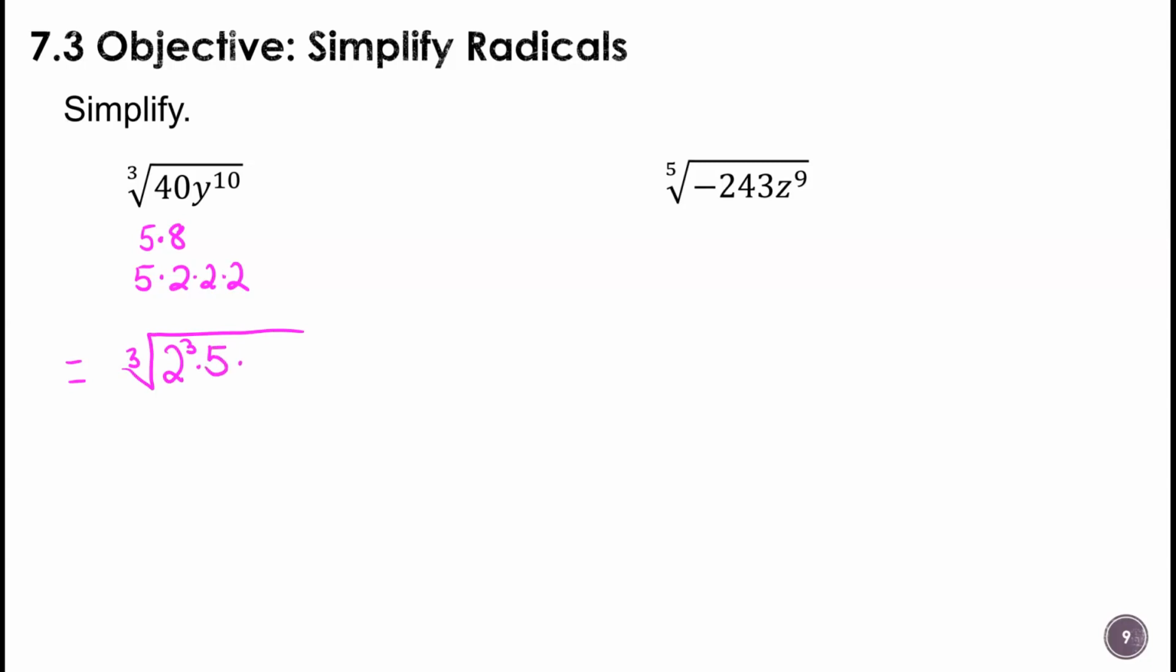And then on the y to the 10th, to split this as an exponent divisible by 3, that's y to the 9th times y to the 1st. I can take the cube root of 2 cubed and y to the 9th. So that's 2y cubed times the cube root of 5y.